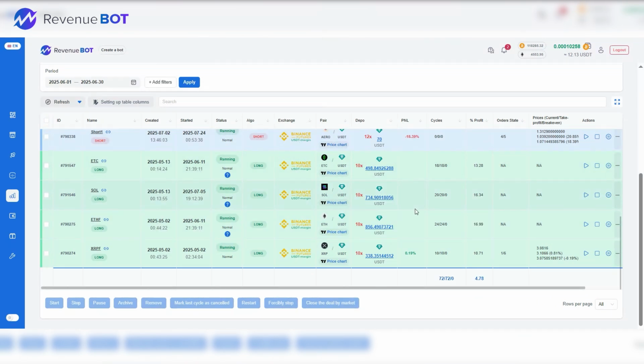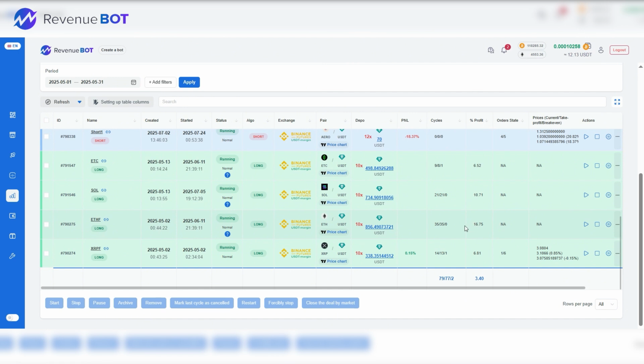June. The bots earned 10% in XRP, 13% in ETC, and Solana and Ethereum gave 16% profit each. May. The bots earned from 6%. This is XRP and ETC. Solana earned 10% profit, and the bot in the Ethereum pair earned 16% profit.